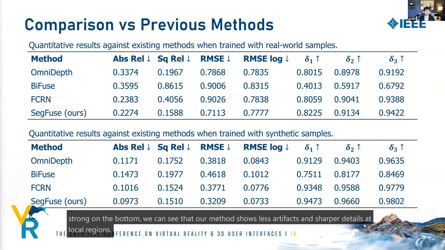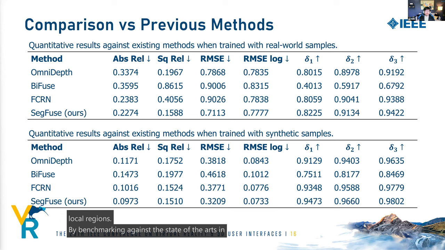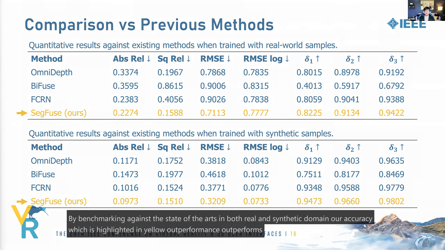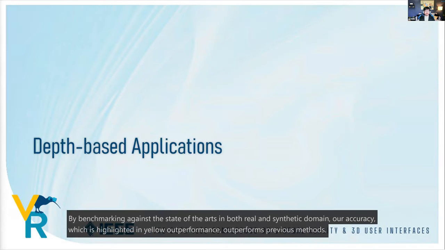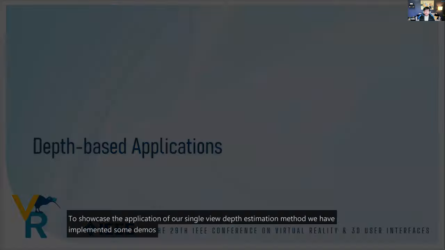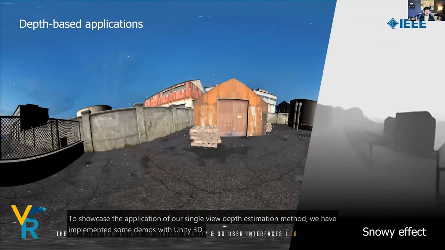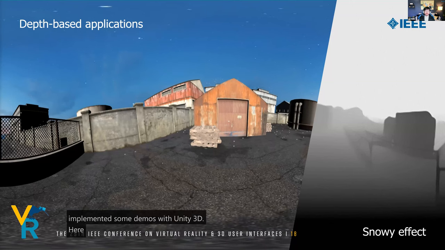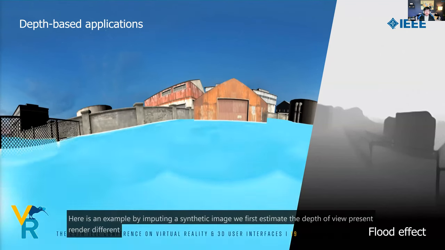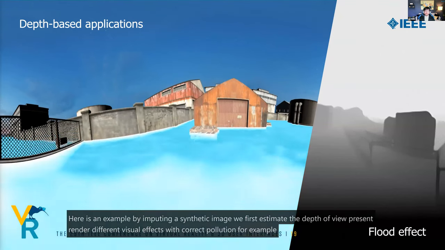By benchmarking against the state of the arts in both real and the synthetic domain, our accuracy, which is highlighted in yellow, outperforms previous methods. To showcase the application of our single view depth estimation method, we have implemented some demos with Unity 3D. Here is an example. By inputting a synthetic image, we first estimate the depth of the view. We then render different visual effects with correct occlusion, for example, the flooding effect.